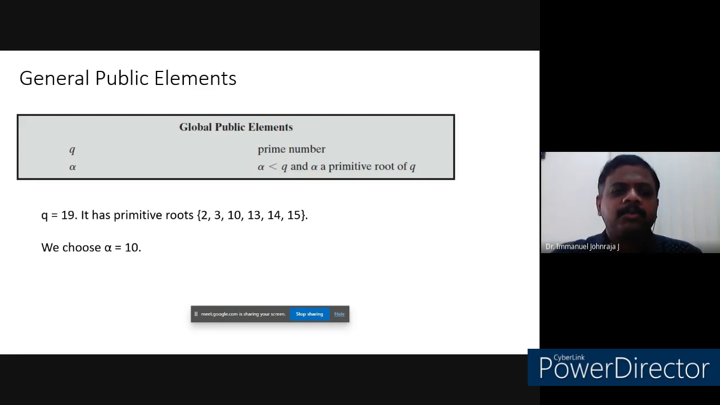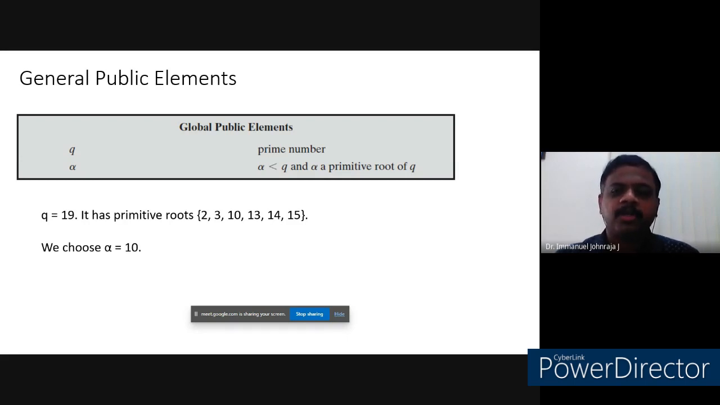So there are two common or global public elements, which means both the entities share these values. We call it Q, which is a prime number. So a prime number is chosen. Obviously, it should be a bigger prime number, and then alpha is calculated. Alpha, as you know, is the primitive root of Q.